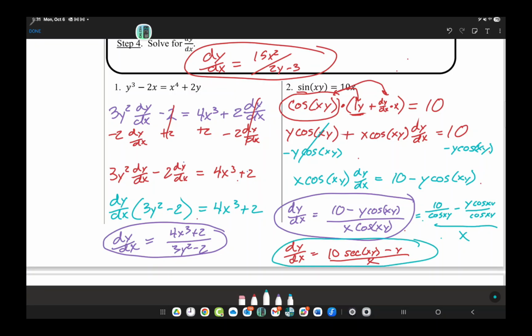Now, if you were given free response, the very first one would have been fine. The 10 minus y cosine xy over x cosine, that'd be fine. But if you're given multiple choice, you may not always be given the same way that you want to answer it.